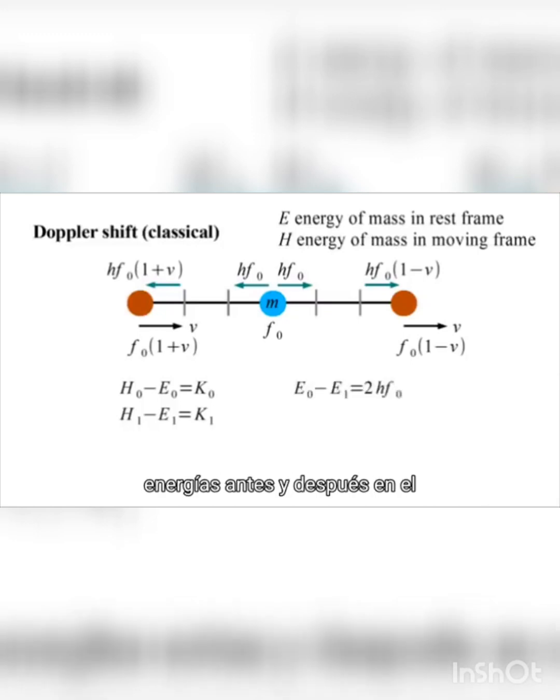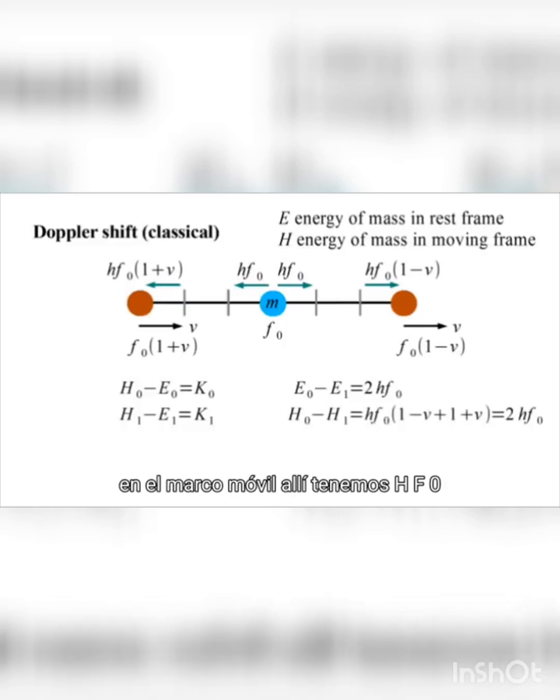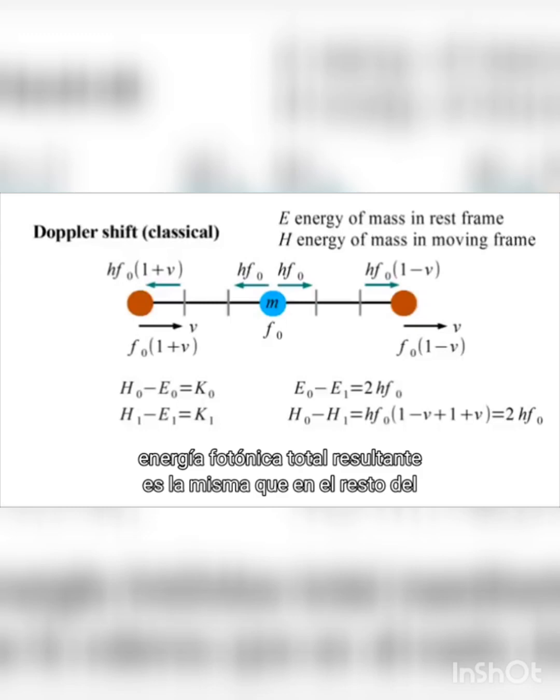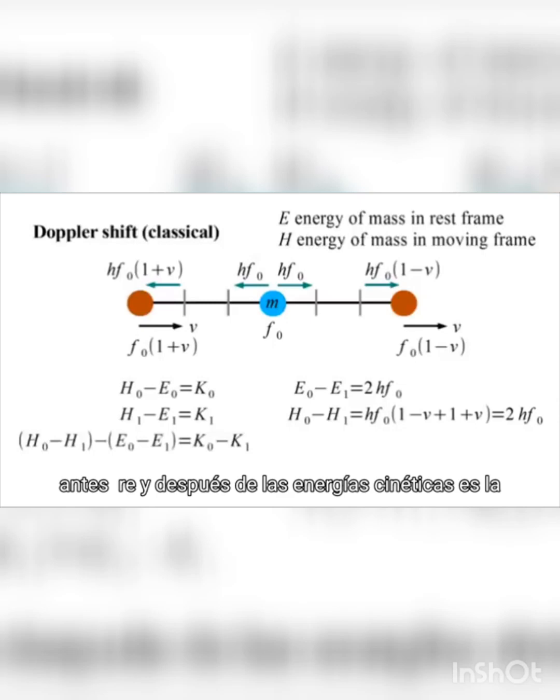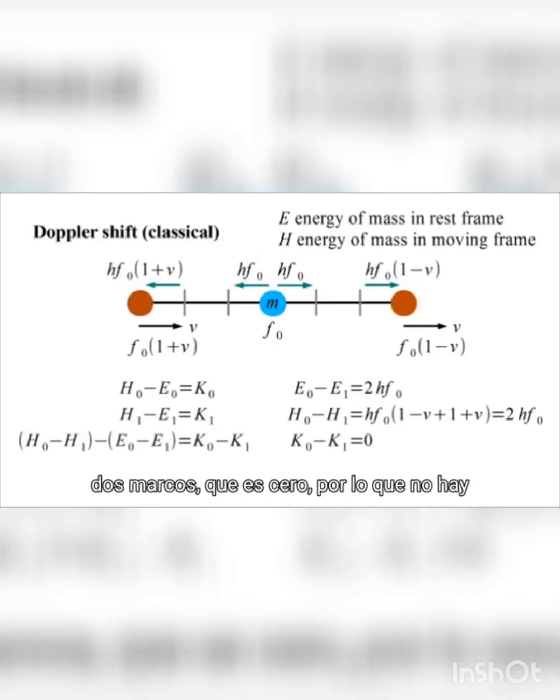Now, the difference of the before and after energies in the rest frame is simply the energy carried away by the two photons, 2hf0. Likewise, in the moving frame, we have hf0 times (1 minus v plus 1 plus v). The plus and minus v's cancel, and the resulting total photon energy is the same as in the rest frame, 2hf0. The difference in the before and after kinetic energies is the difference in photon energies in the two frames, which is 0. So there's no change in kinetic energy. Since there's no change in velocity, there is therefore no change in mass. That's the classical result. Now we'll look at the prediction of relativity.